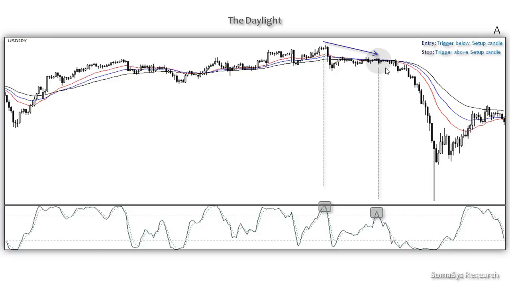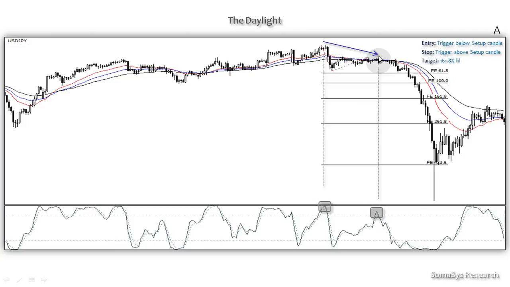Stop is going to be placed at the high of the setup candle, and target is going to be based on Fibonacci levels. Price most of the times strikes either the 161.8 or 261.8 levels. Now adopting a conservative approach, you should book profits at 161.8%, which is here.